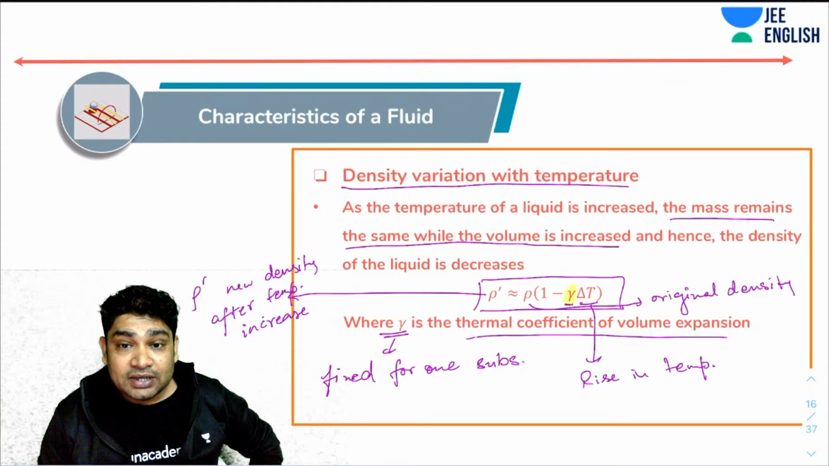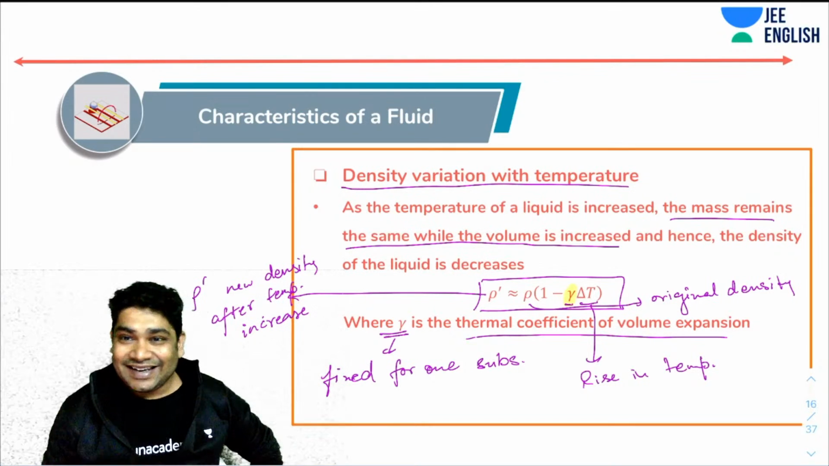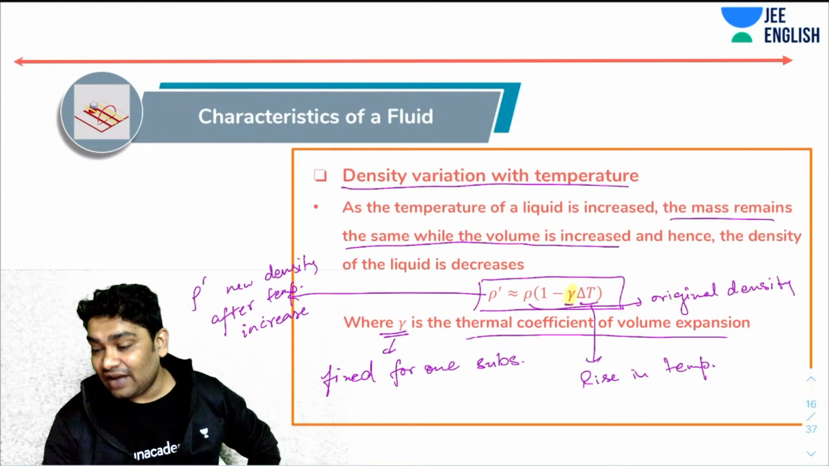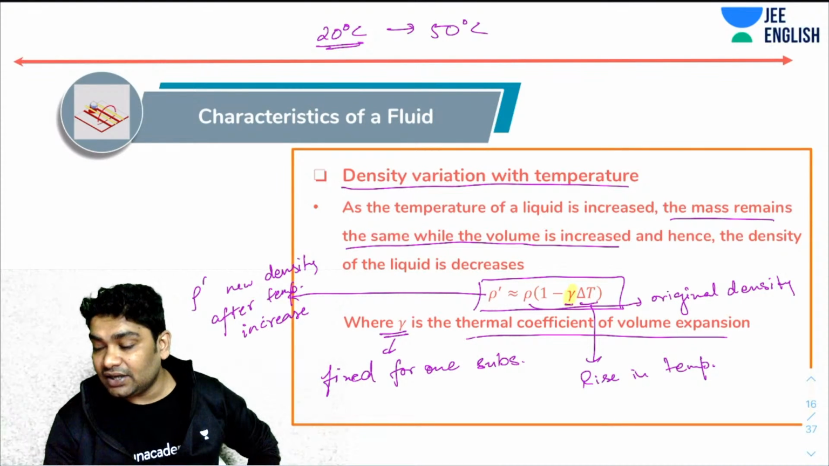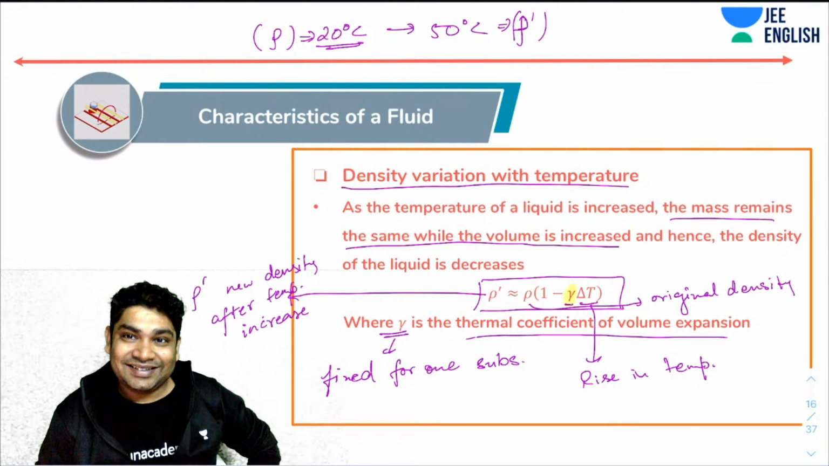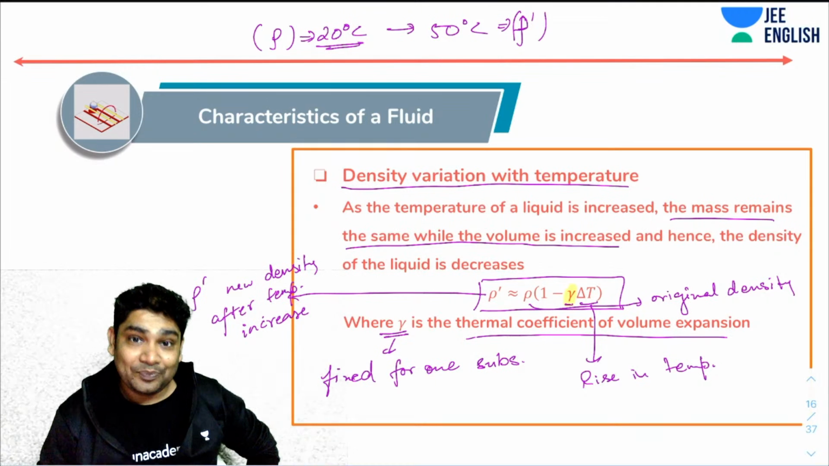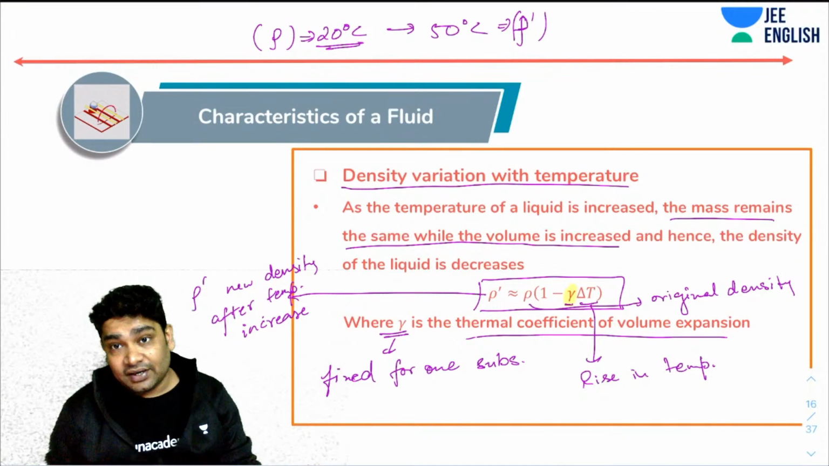The original density means at what temperature, sir? Depends. Let's say you are initially having at 20 degrees Celsius, and you are increasing the temperature from 20 to 50. So rho would be the density here, and rho dash would be the density here. Final density is rho dash. When you started, then the density was rho. Okay, so that is how you do it. Okay, original density means before you started increasing the temperature.